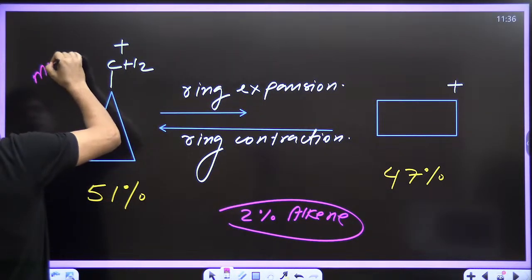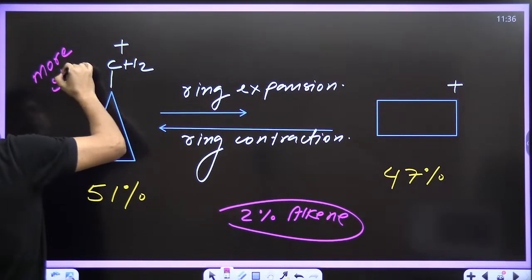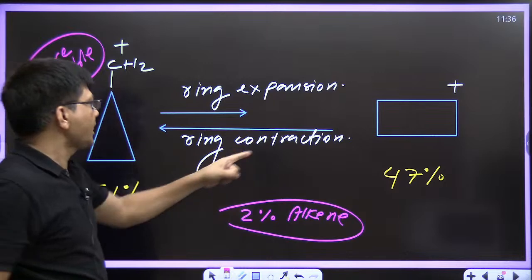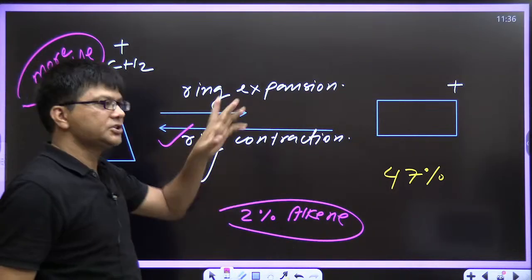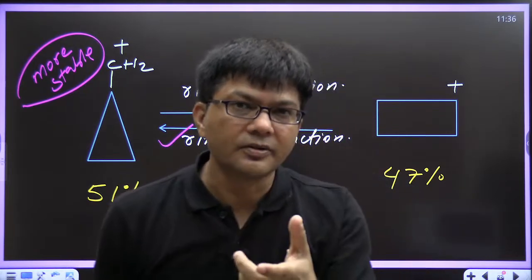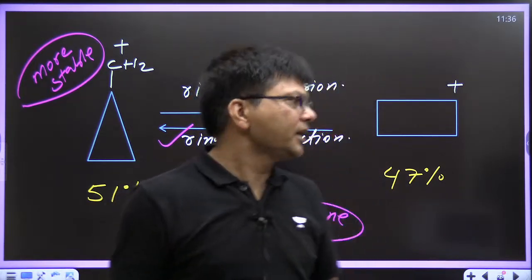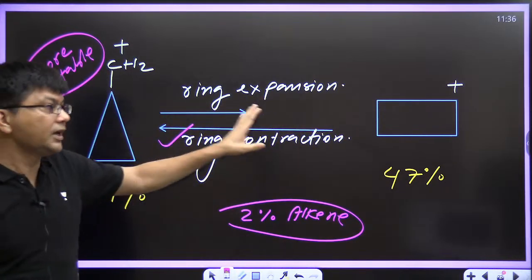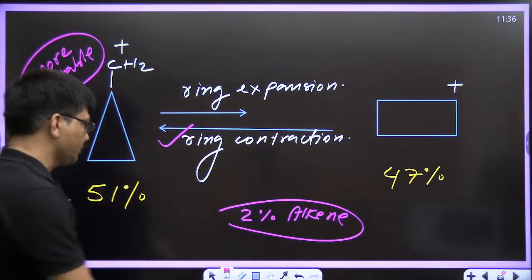This is more stable, and that's why we used to say that ring contraction takes place, ring expansion does not take place. Kids, this is the true thing about this. People used to say no ring expansion. People used to say ring contraction. Both will take place. Why are both taking place? Let me tell you.